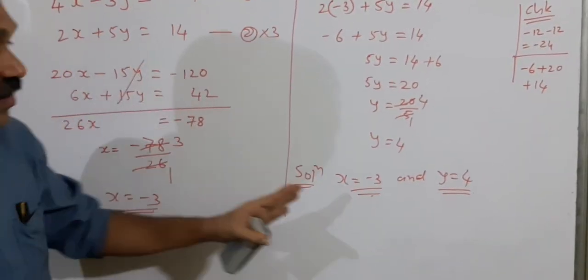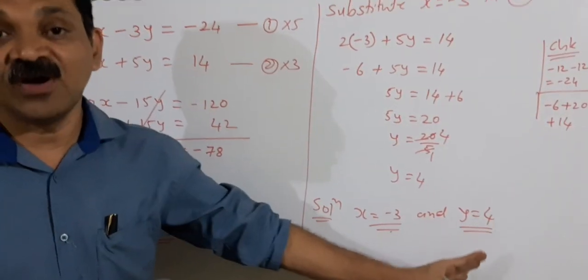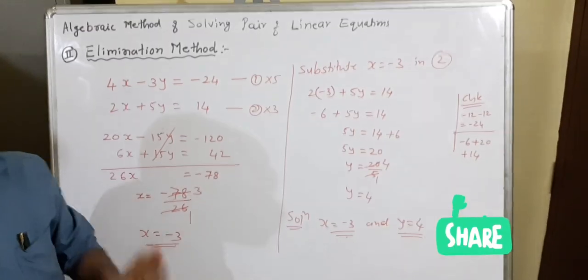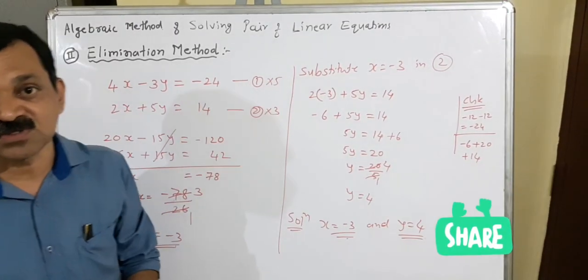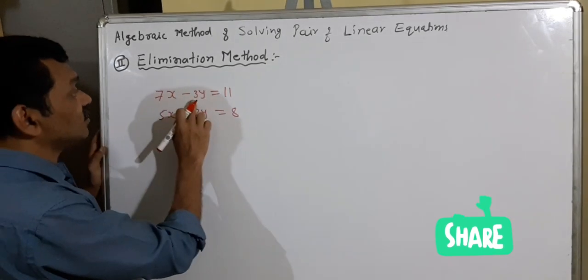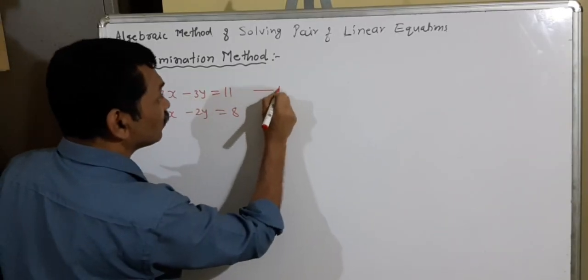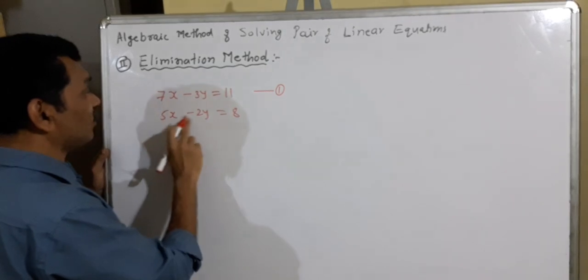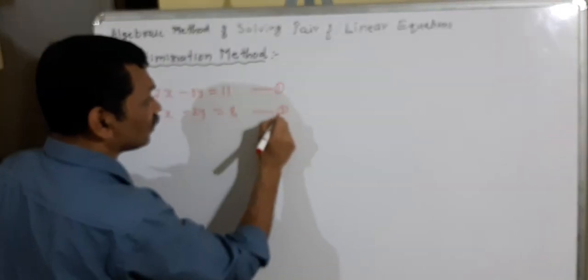Satisfies both these equations, hence x is equal to minus 3 and y is equal to 4 is the solution of these two equations. Okay, we'll see one more equation. So here 7x minus 3y is equal to 11. I'm writing this as 1. 5x minus 2y is equal to 8. This I'm writing as 2.